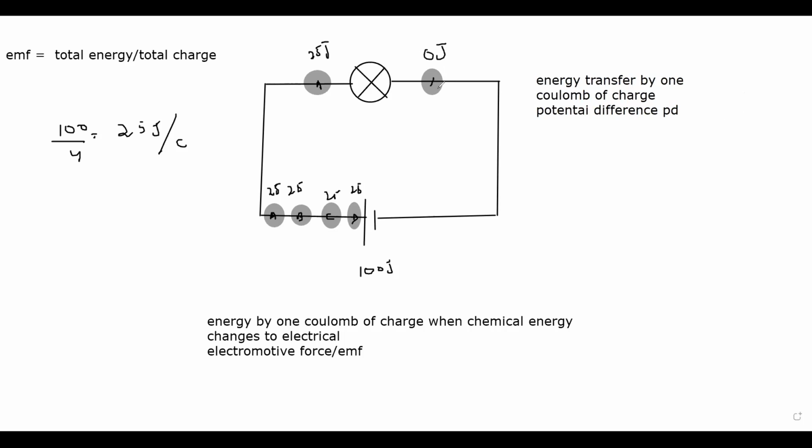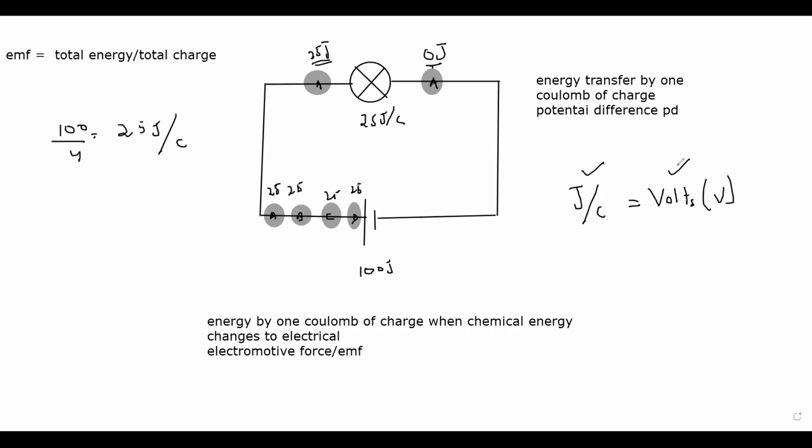Like charge A, when it passes through the lamp, it had 25, then it becomes 0. So the total energy which the charge transfers is equal to 25 joules per coulomb. And this joules per coulomb is also known as volts or voltage. Voltage is a quantity, volts is a unit. So in the exam, you can write joules per coulomb, or you can write volts. Both are correct.